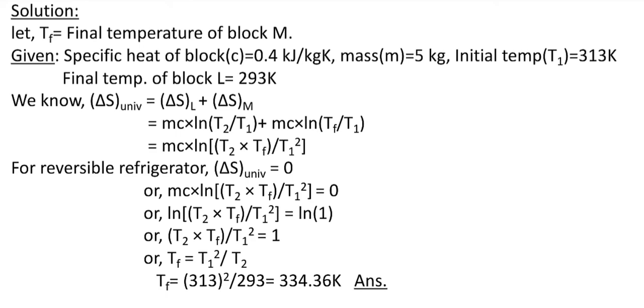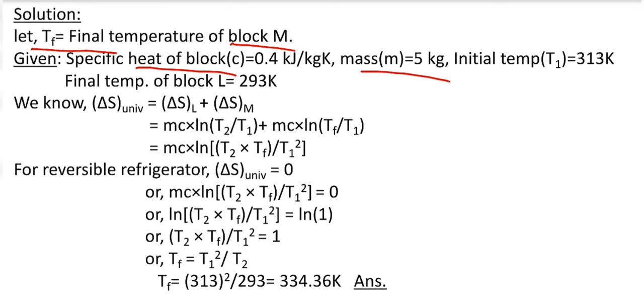Here suppose Tf is the final temperature of block M, and the specific heat of the block is 0.4 kilojoule per kg Kelvin, and the mass of each block is 5 kg, and the initial temperature of both blocks is 313 Kelvin, and the final temperature of block L is 293 Kelvin.